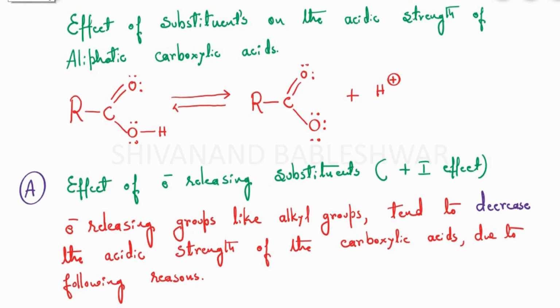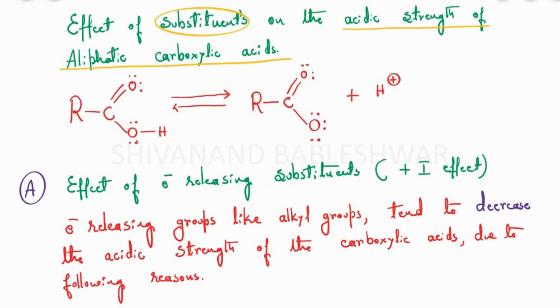Now students, we have to study the effect of substituents on the acidic strength of aliphatic carboxylic acids. Effect of what? Substituents. These substituents are of two types. One is electron donating, or simply called electron releasing. The other one is electron withdrawing. If these groups are present on carboxylic acid, then how these groups are going to affect the acidic strength of the aliphatic carboxylic acids, we are going to study.